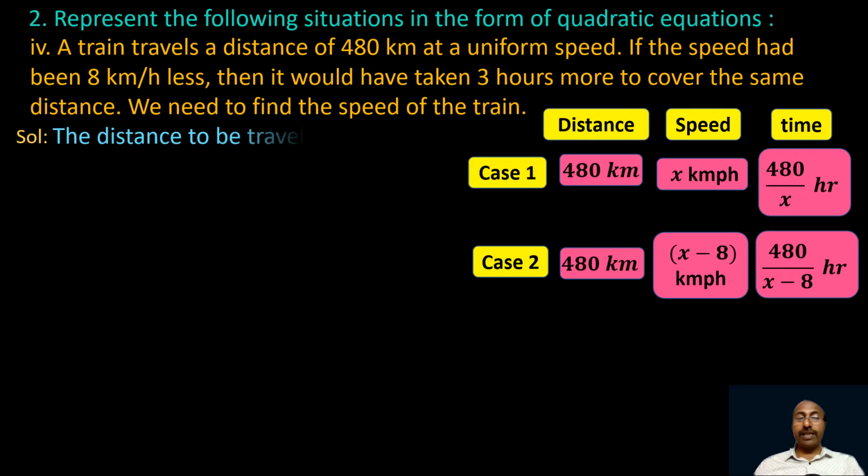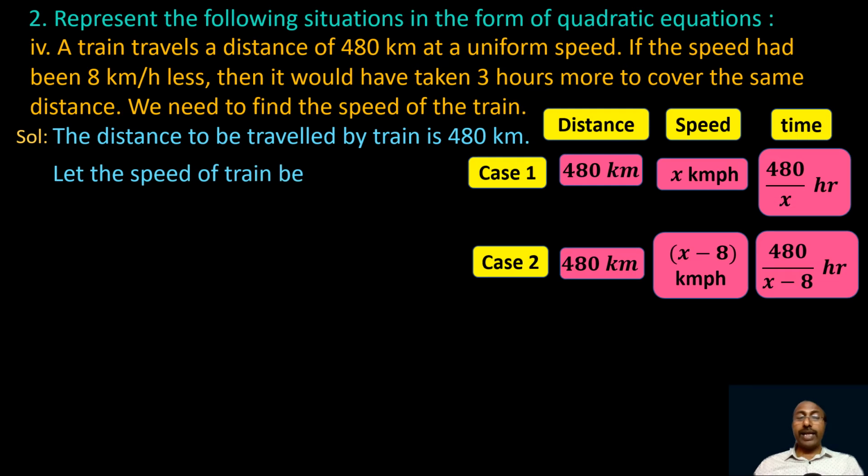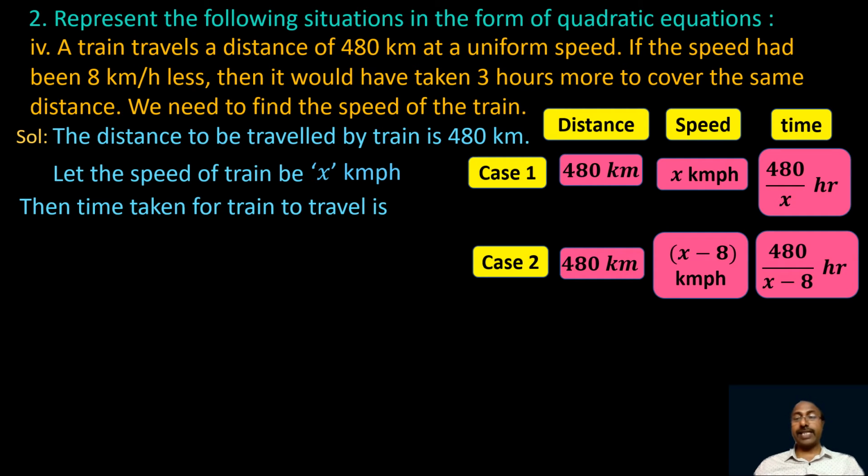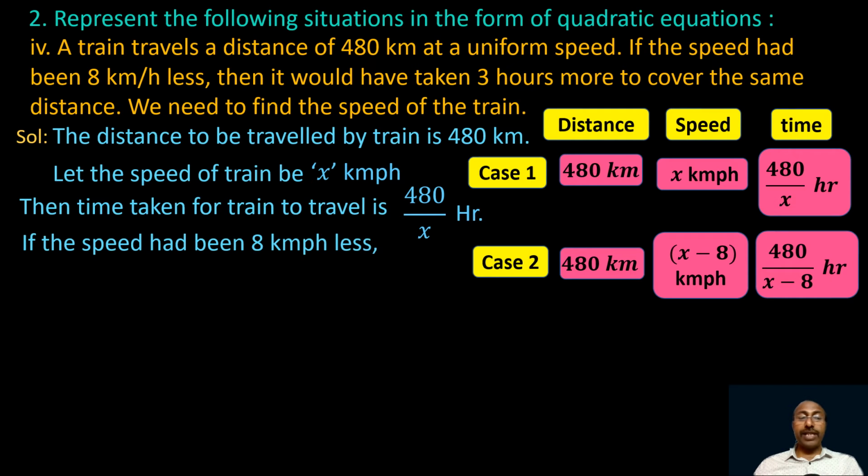Now let us write that the distance to be traveled by the train is 480 kilometers. Let the speed of the train be x kilometers per hour. Then the time taken by the train to travel the distance is distance by speed, that is 480 by x hours. And if the speed had been 8 km per hour less, then what will happen?